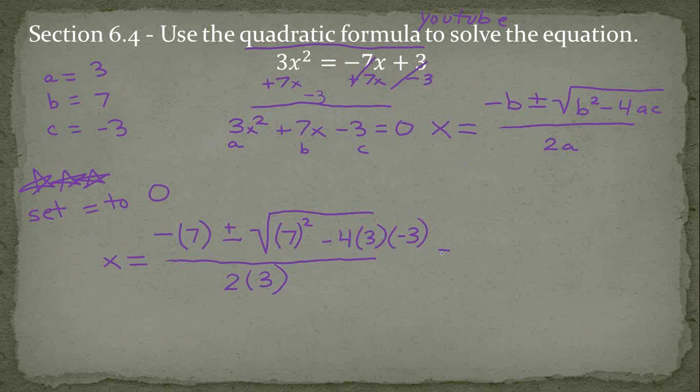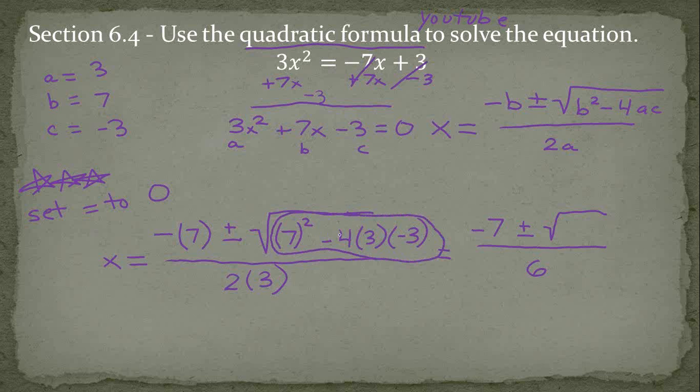So I like to look at this in 3 parts. We have our negative b, so it's going to be negative 7. I think the denominator is simple as well. 2 times 3 is 6. And then either by hand or in a calculator, I like to figure out everything inside the radical.